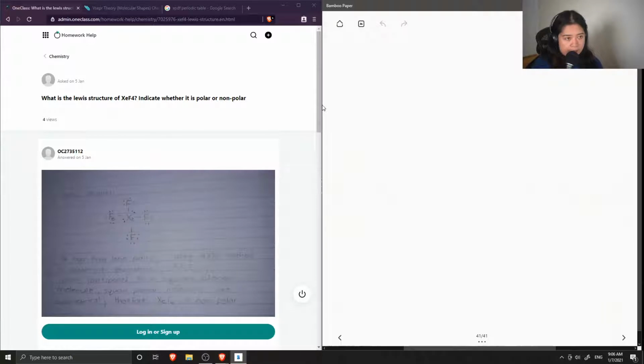Okay, so question number 4. What is the Lewis structure of xenon tetrafluoride? Also indicate whether it is polar or nonpolar. Okay, so we have xenon tetrafluoride. So to find out the Lewis structure, I'm first going to calculate the total number of valence electrons in the molecule.